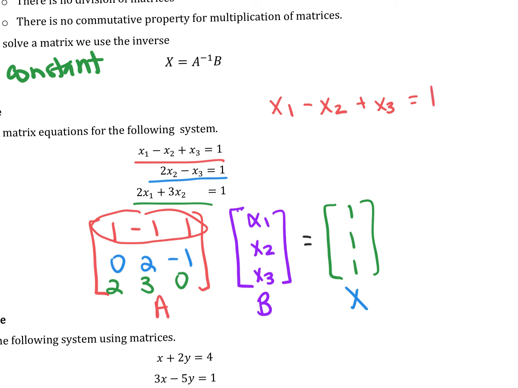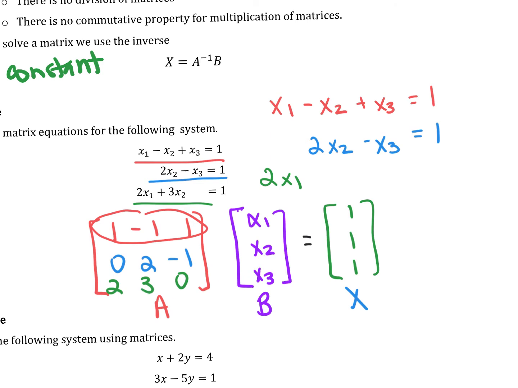If I do it again for the next row, 0 times x1 is a 0 here. 2 times x2 is going to be a positive 2x2. -1 times x3 is a negative x3. And that has to equal another 1. And on that final row, I'll do 2 times x1, which is 2x1.